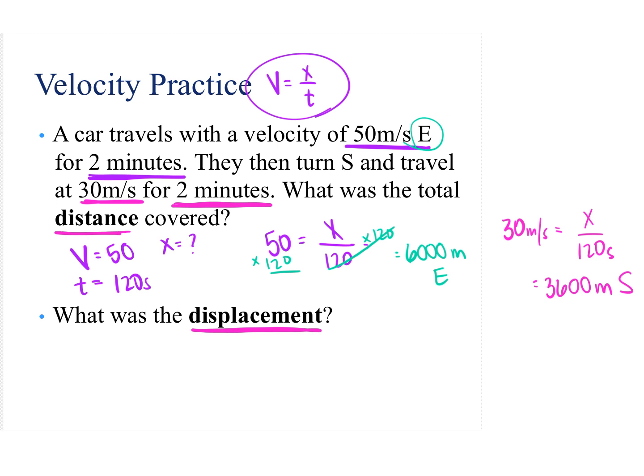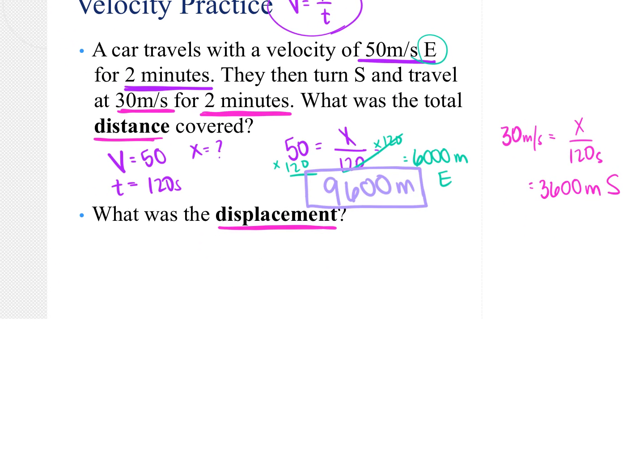So my question first asked me for the distance traveled. How can I find the total distance I traveled? All I'm going to do is add them together. I know that I went 6,000 east and 3,600 south. And so my final is 9,600 meters. And do I put a direction on distance? I don't, because I can't. I didn't travel a single direction for all 9,600 of those meters, right? So I can't include a direction there.